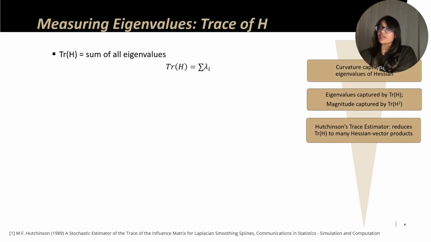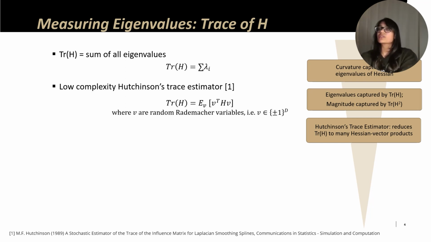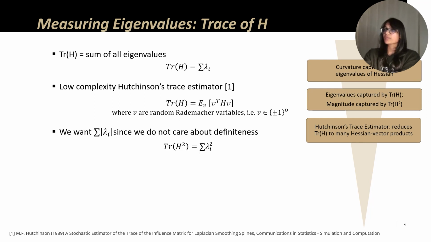The trace of H summarizes all eigenvalues because it's the sum of all eigenvalues. And we are going to look at the low complexity Hutchinson's trace estimator to estimate this efficiently. Hutchinson's trace estimator says the trace of H can be said to be the expectation over multiple random Rademacher variables of the quantity v transpose Hv. v here is the Rademacher variable, which is just a d-dimensional vector with each element being +1 or -1 with equal probability.